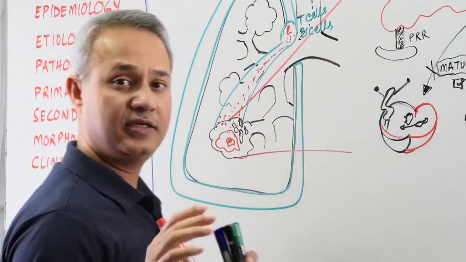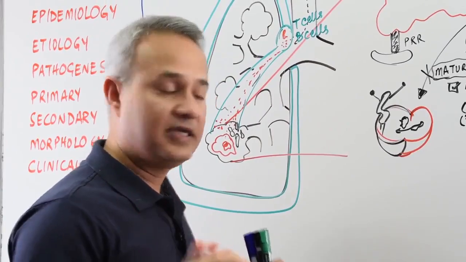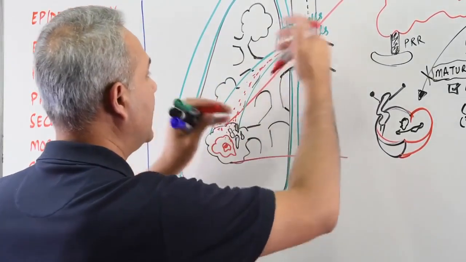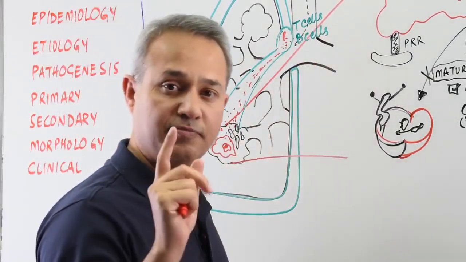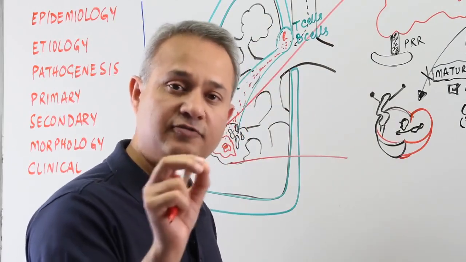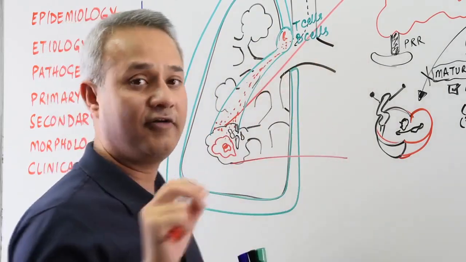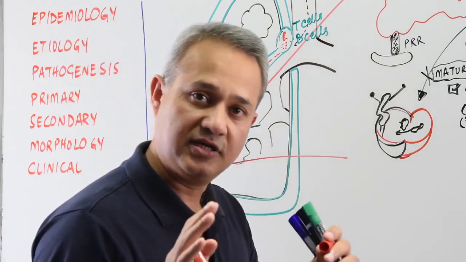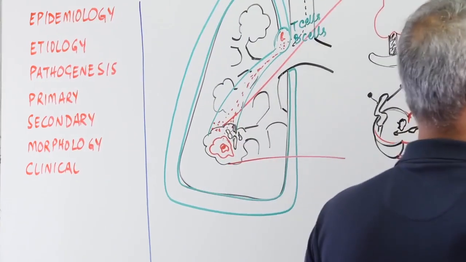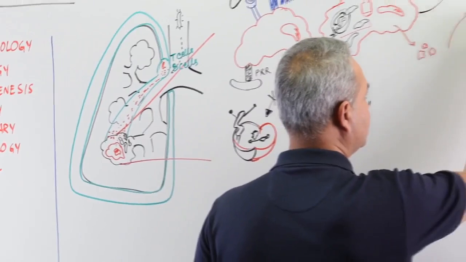So by 2 to 3 weeks, there is enough exposure and enough presence of macrophages filled with the pathogen, and the antigens of the pathogen have reached the lymph node. Now what happens in the lymph node? So let's say we make a lymph node over here.